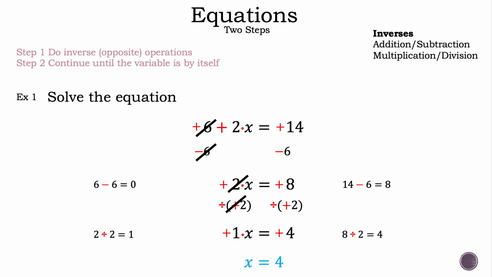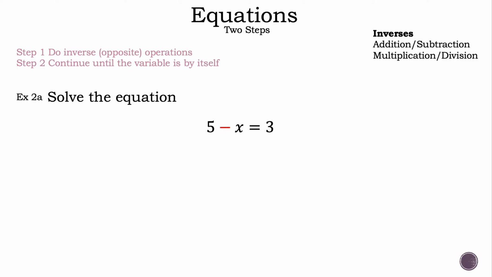Now let's take a closer look at example 2a. We have 5 minus x, which is equal to 3. Let's add the hidden symbols. We have positive 5 minus x, which is equal to positive 3. Now we're going to add a positive x because the inverse of subtraction is addition. So we have negative x plus x is equal to 0x, or just 0. So those numbers cancel, and we can do that to the right side as well. 3 plus x is equal to 3 plus x.